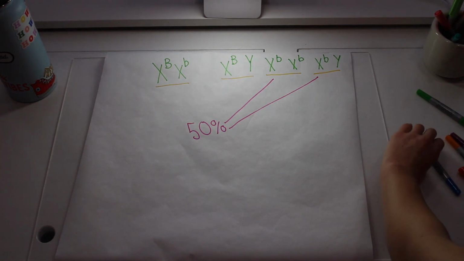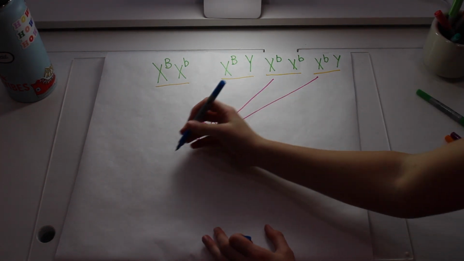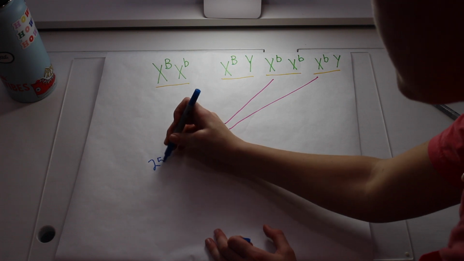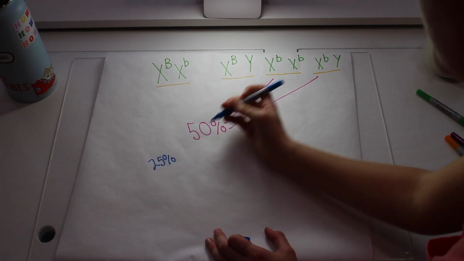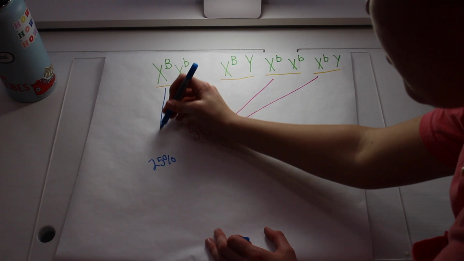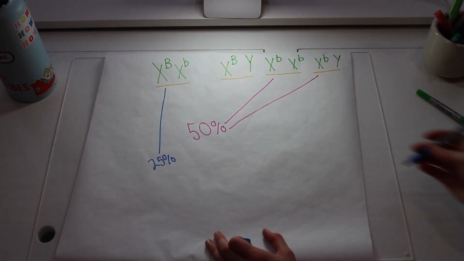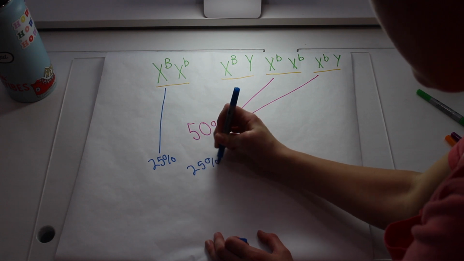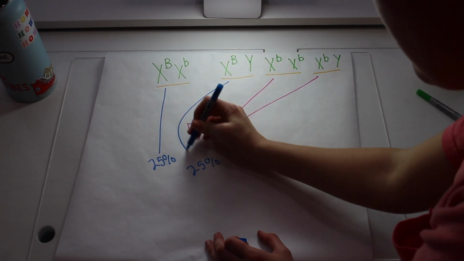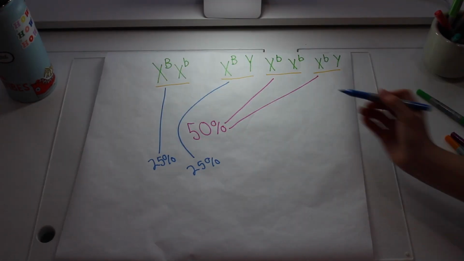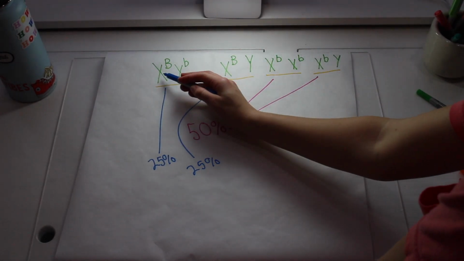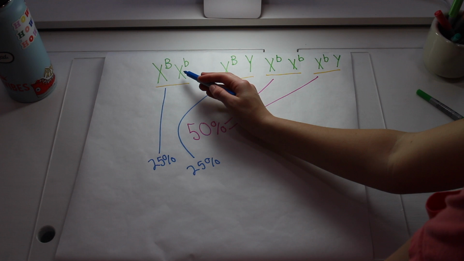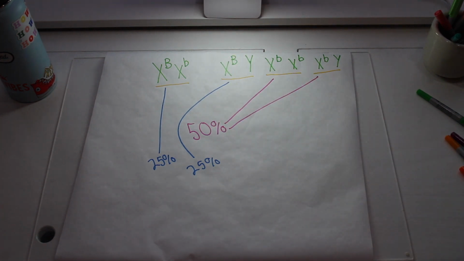There's also a 25% chance that it will be a carrier girl, but she would still be able to see color, however. And there would be a 25% chance that it would be a boy who doesn't have it at all. The reason that girls can only be carriers is because they have two X's to inherit the trait. However, boys only have one, making them more susceptible to inherit the trait and get the disease.